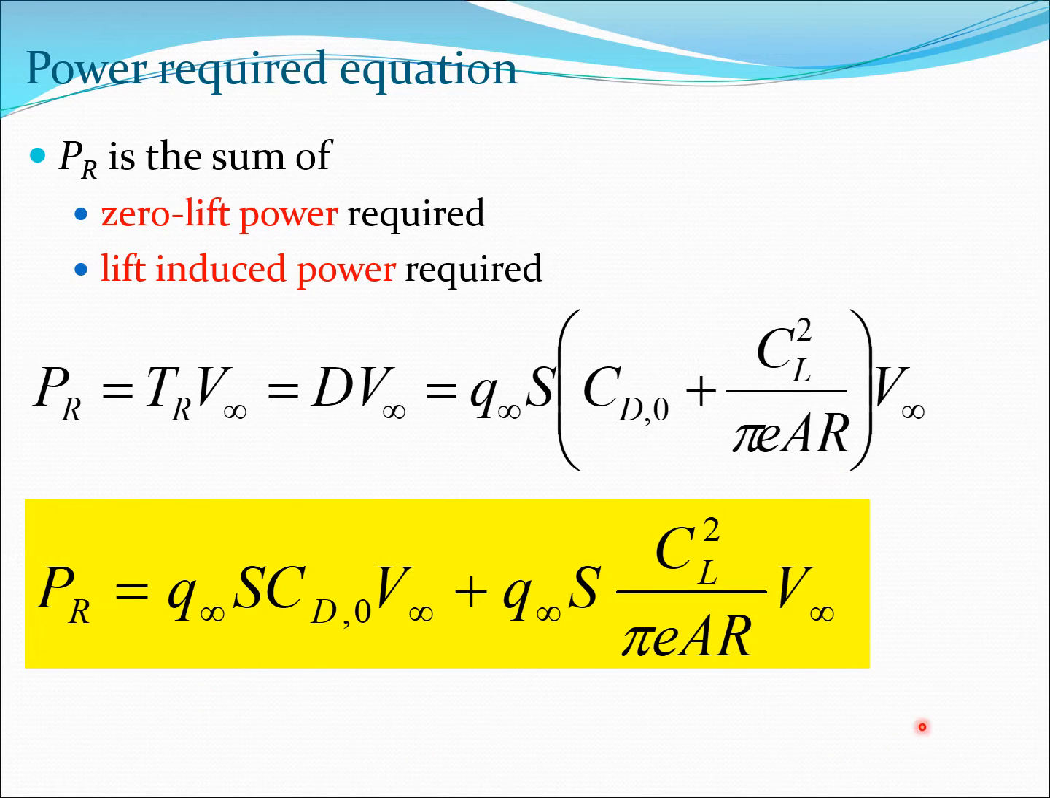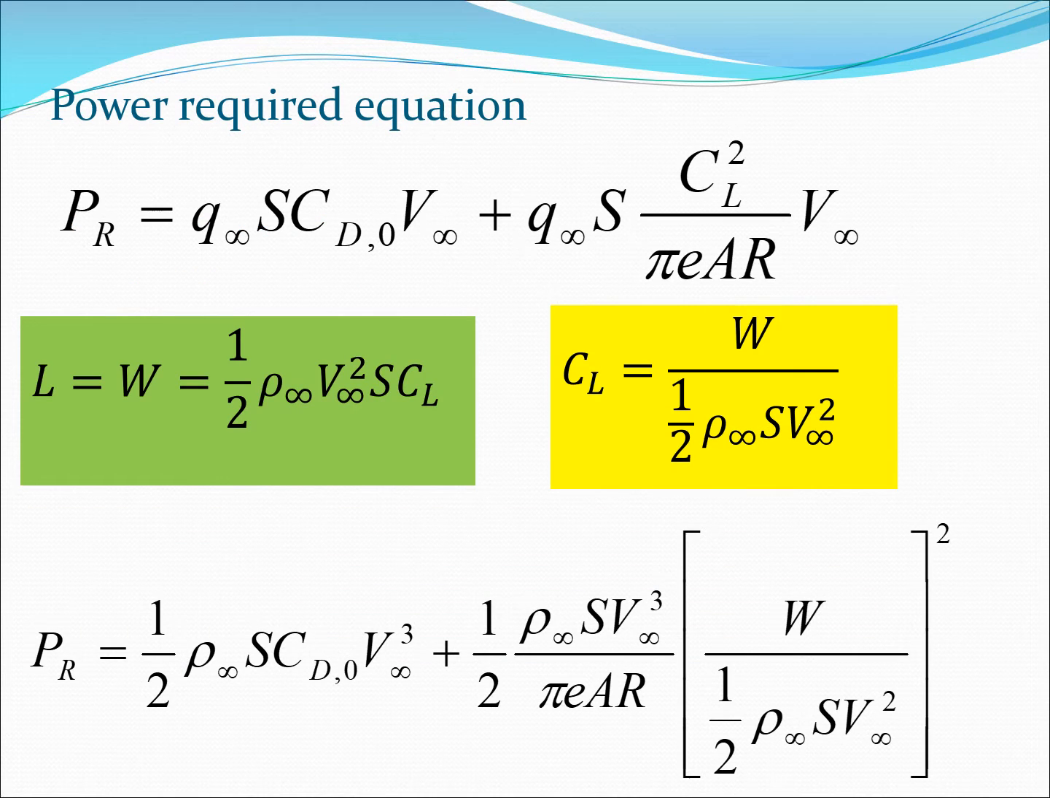So I can write this equation out if I expand it. So I get PR is Q infinity S CD0 into V infinity. This is one term. This is the term involving zero lift power, and the second term is Q infinity S CL square by pi e AR into V infinity, and this is the term which involves the lift induced power required. Now this equation has to be further manipulated so that we can express it in terms of weight.